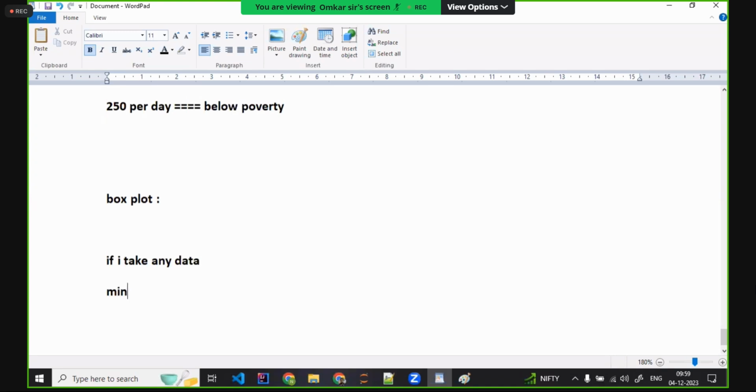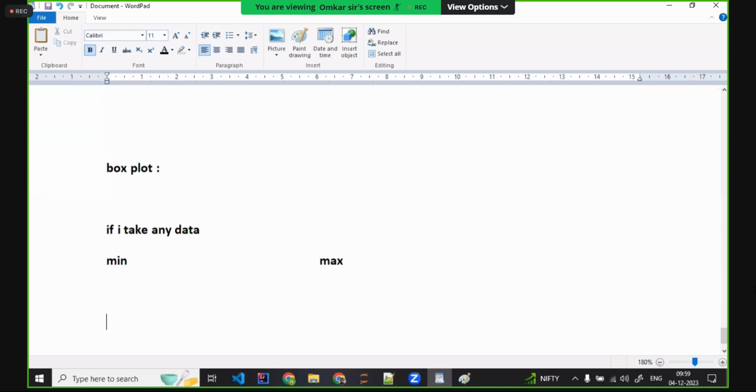If I take any data, a minimum value will be available and a maximum value will also be available, correct? After the minimum, which data point will be available? Q1. Next? Q2. Next? Q3. Next? Maximum. Maximum means it is the last value.